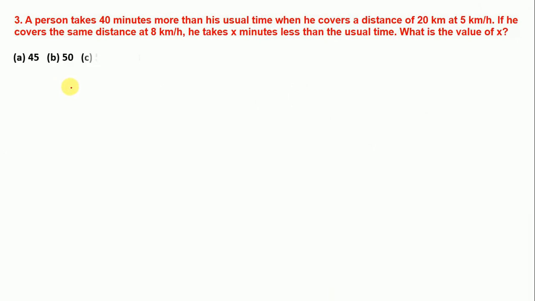So these are the options. Let t be the usual time. He is covering 20 km at 5 km per hour, so 20 divided by 5, and t is the usual time and he is taking 40 minutes more. So the equation should be like this. So it is your first equation.